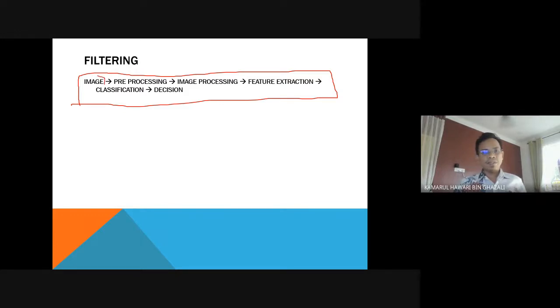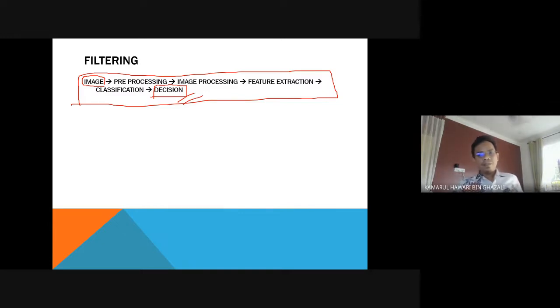The first one is image, of course. Now if you don't have an image, then how are you going to process it? The last one is decision. You have an image, so what is the decision? Yes, no, good, reject? Face recognition, object detection, remove noise, and so on. So this is decision.